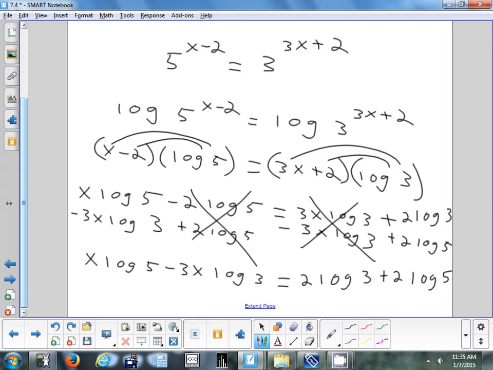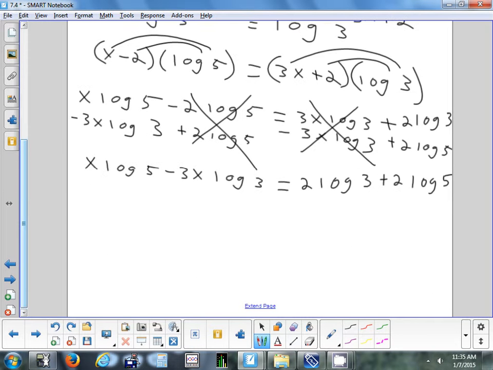Okay, and we're almost done. So we don't have any exponents left. We got all the x's on the same side. Everything that's not an x is on the other side. We're good. Any questions up to that step?